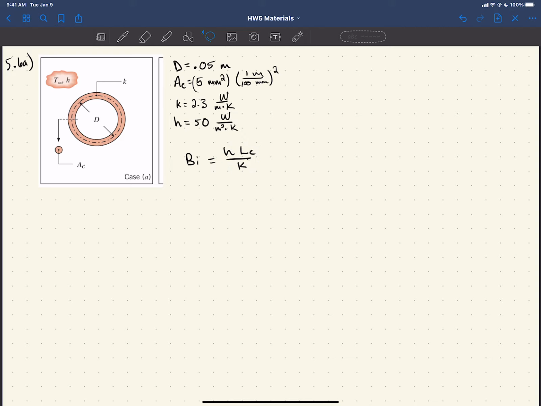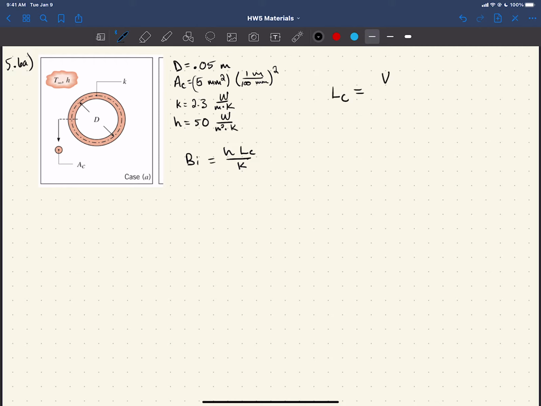So hL over k. Your h is your convective heat transfer coefficient, which in these problems in chapter 5 and previously we're always given. Eventually we're going to have to calculate that on our own, but for now we're given that. L sub c is a characteristic length, which is the only thing that you really have to do any sort of thinking with on these for the most part. And then your k is your conductive heat transfer coefficient, which in this case we're given, and I have it written down there.